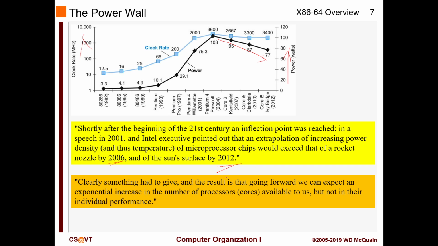Clearly, something had to be done, and the result is that going forward, we can expect an exponential increase in the number of processors available to us and not in their individual performance. So that's why we have 8 cores now instead of 1 core, which makes sense, right?